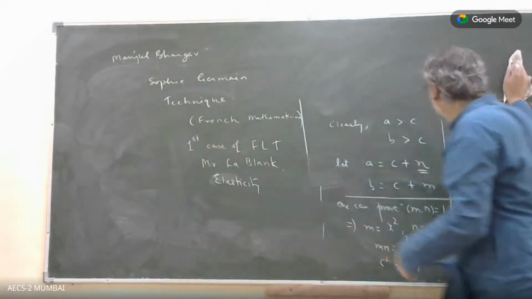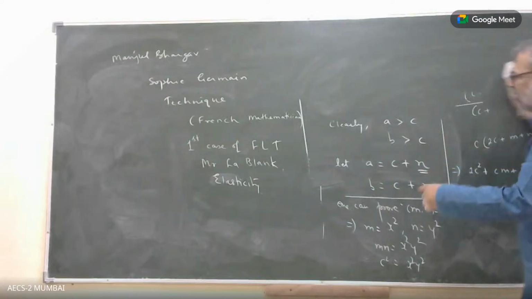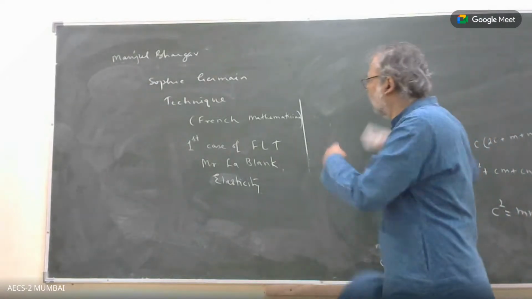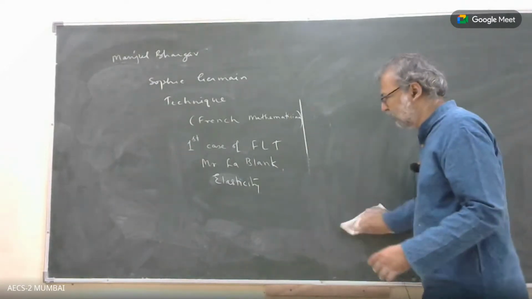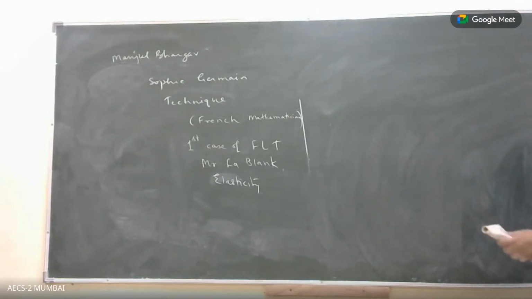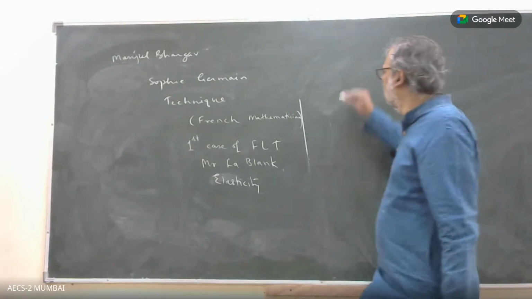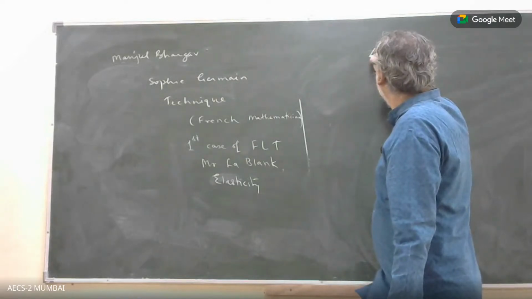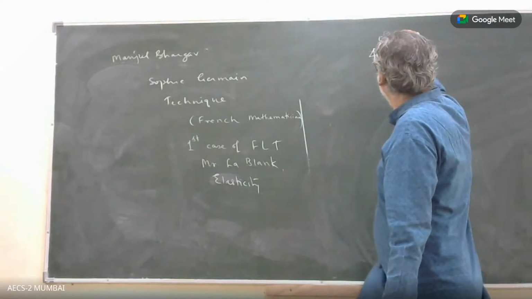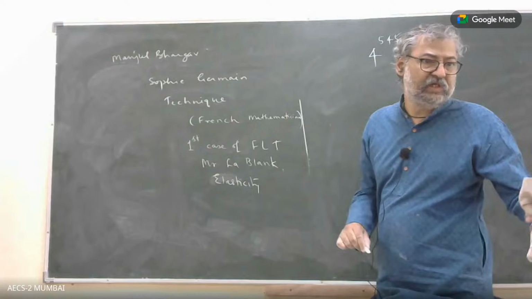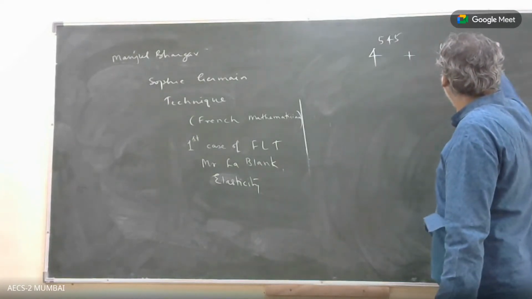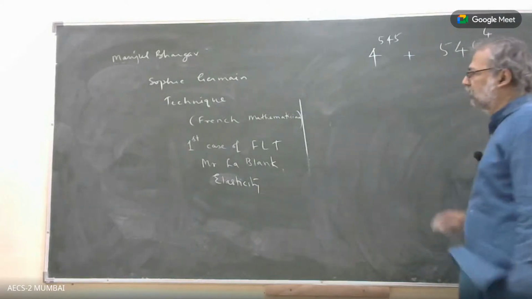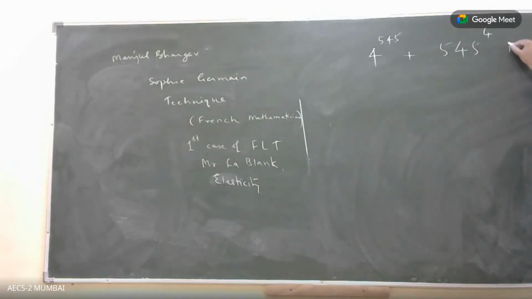So she had done a lot of big work, and compared to that, whatever maths we are doing is a very small result, not that great. But still, it has got the name of Sophie Germain. Okay, so let me give the problem. 4 raised to 545 plus 545 raised to 4. I think it is problem number 6 or something. Show that this is composite.